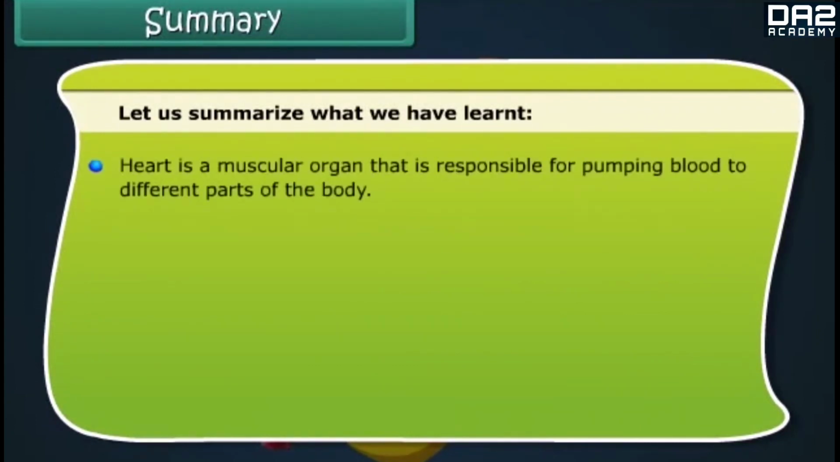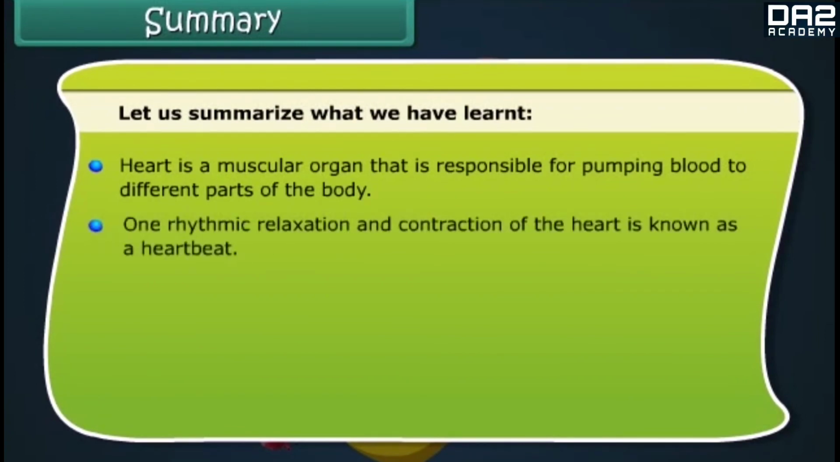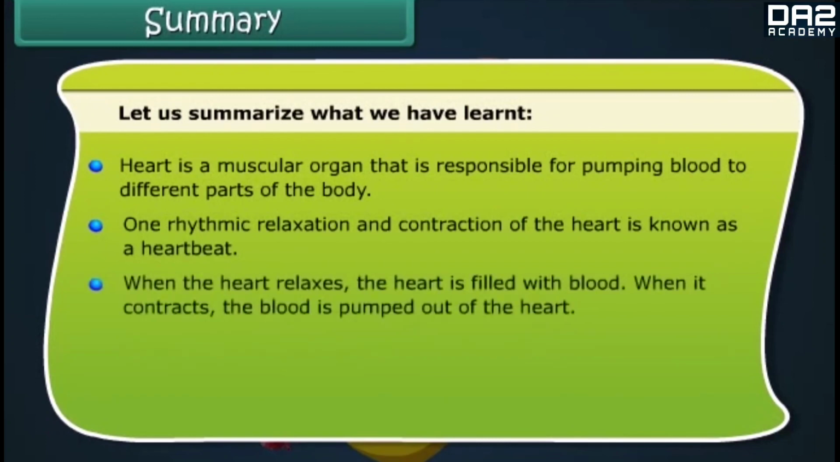Heart is a muscular organ that is responsible for pumping blood to different parts of the body. One rhythmic relaxation and contraction of the heart is known as a heartbeat. When the heart relaxes, the heart is filled with blood. When it contracts, the blood is pumped out of the heart.